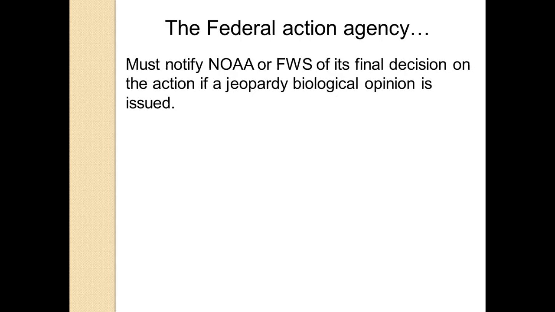All right, the other thing that the action agency has to do is notify the services of their final decision on the action. They have to decide if they're going to accept this. And if it's a jeopardy opinion, you have to tell us the reasonable and prudent alternative. So remember, you get reasonable and prudent measures in an incidental take statement. With the jeopardy opinion, you get reasonable and prudent alternatives. So you have to decide which one of those alternatives you want to take. If you ever get a jeopardy opinion, and this happens very, very infrequently, they usually end up at Jerry's desk when they do.